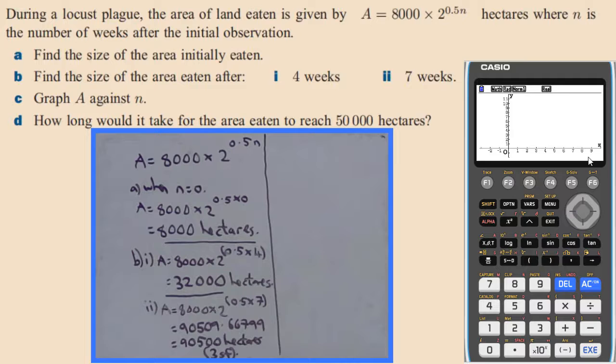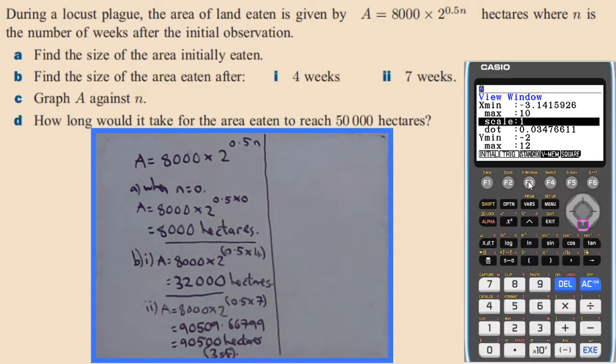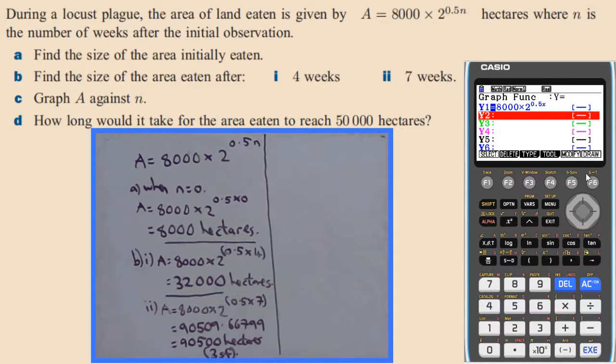If you remember our initial conditions where it was 8,000 hectares been eaten at the start, this only goes up to 11, so I'm going to need to think about my y-axis in particular. So if I go Shift V window, well, let's look at the y's first. I've got a y maximum of 12. Well, I know that after 7 weeks I've got 90,500 hectares. So why don't we go up to 100,000? Something like that, and maybe we'll change the x max. Well, we'll see how it looks. And we'll draw it.